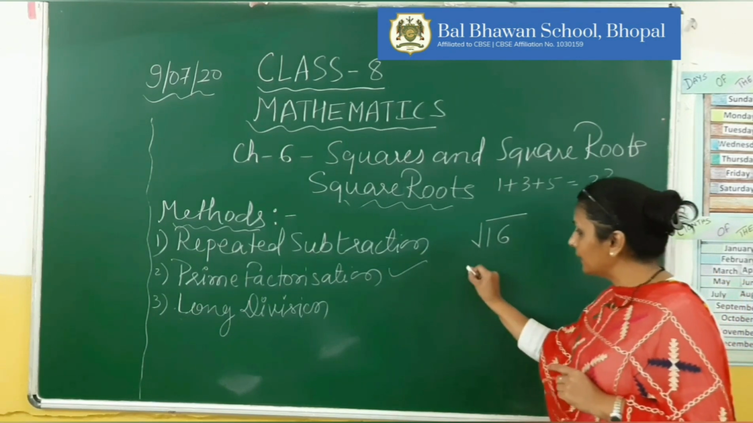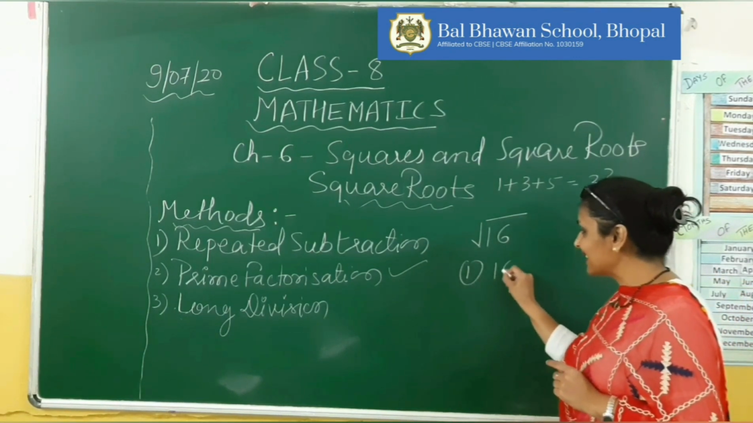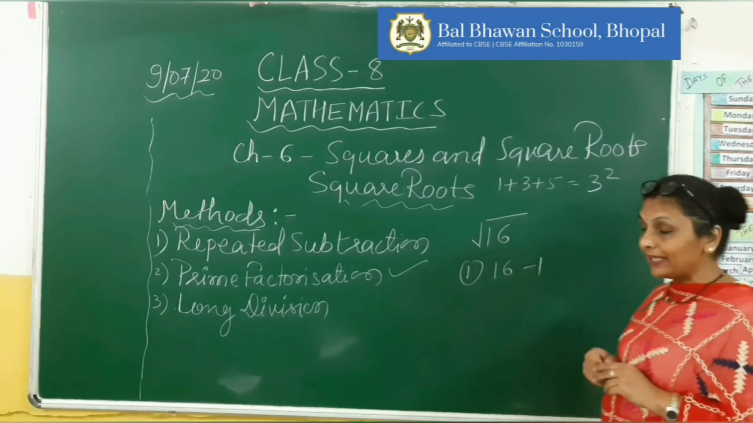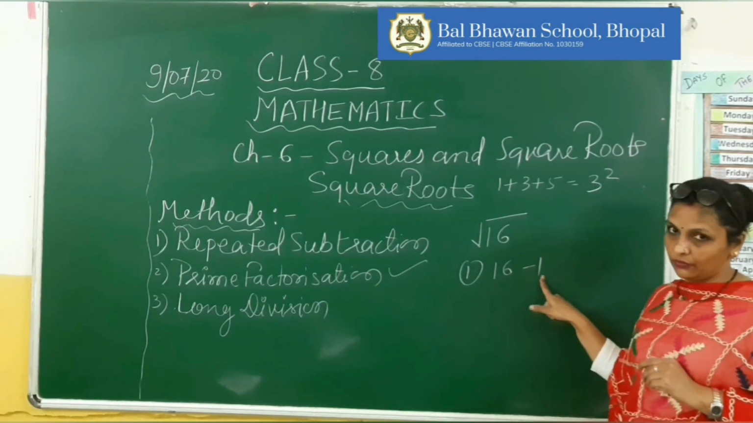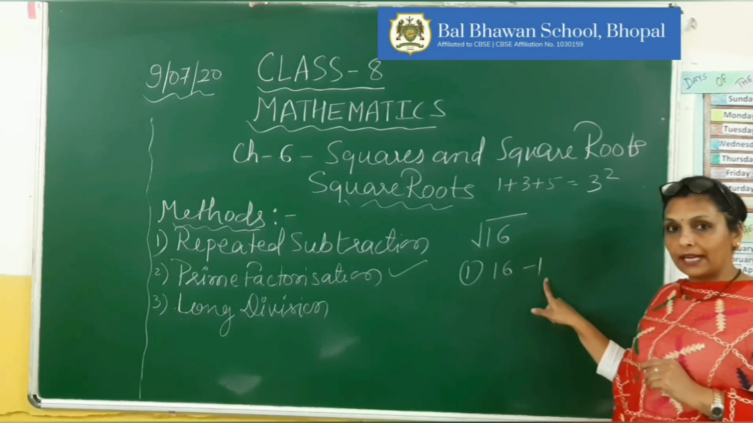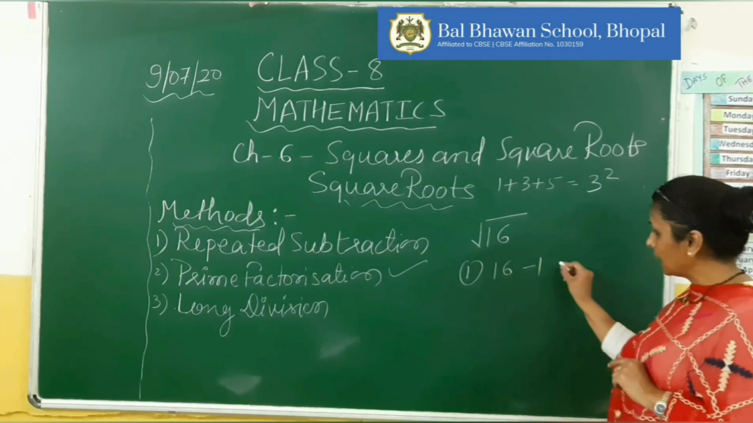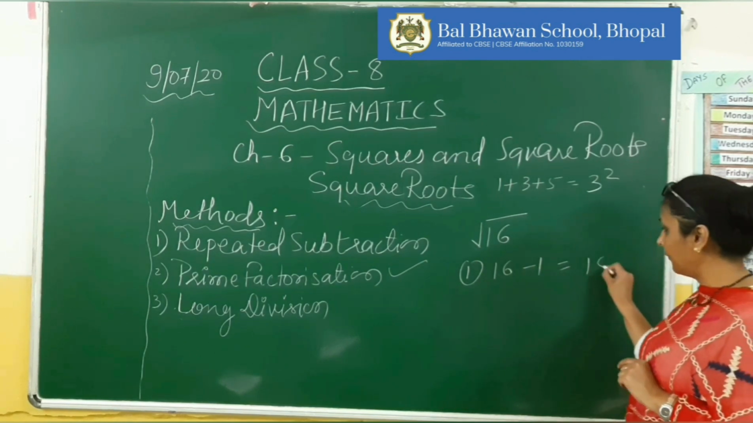So first of all, in the first step, we'll write down 16 minus 1. That means 1 is the first odd natural number, so this will be subtracted from 16. So the answer will be 15.